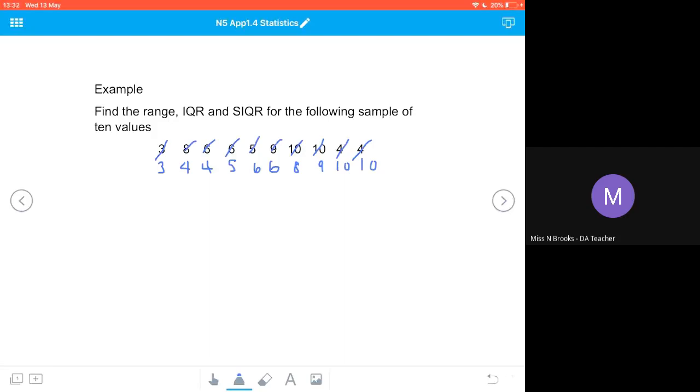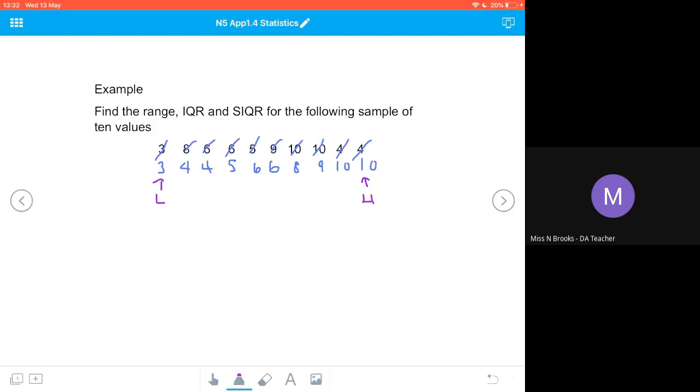10, and 10. Now, I'm going to look for my 5-figure summary points, because they're going to help me use my range formula. So the lowest number is 3 and the highest number is 10. I've got 10 values. If I divide by 4, that gives me 2 remainder 2.